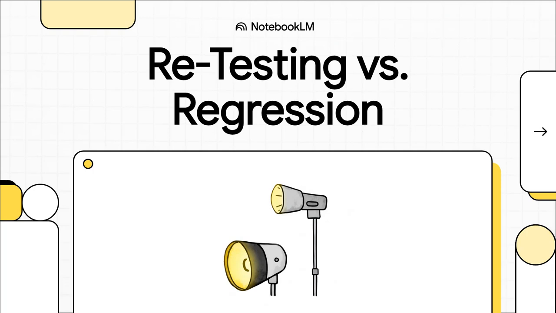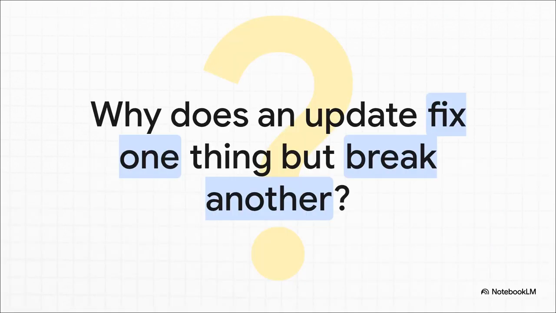All right, let's crack the code on two terms in software testing that get mixed up all the time. Retesting and regression testing. By the end of this, you're going to know exactly what they are and, more importantly, why the difference is absolutely crucial. So let's dive in.